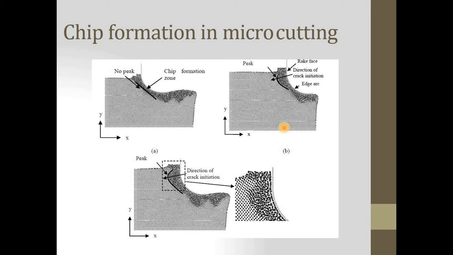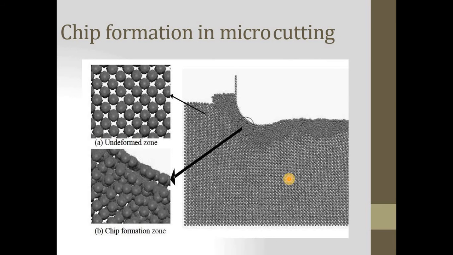This is the chip formation zone. You can see over here there is no peak. But in the further procedure, you can observe the peak which pushes the material in the forward direction. This is the direction of crack initiation, as can be seen in the case of nano cutting.